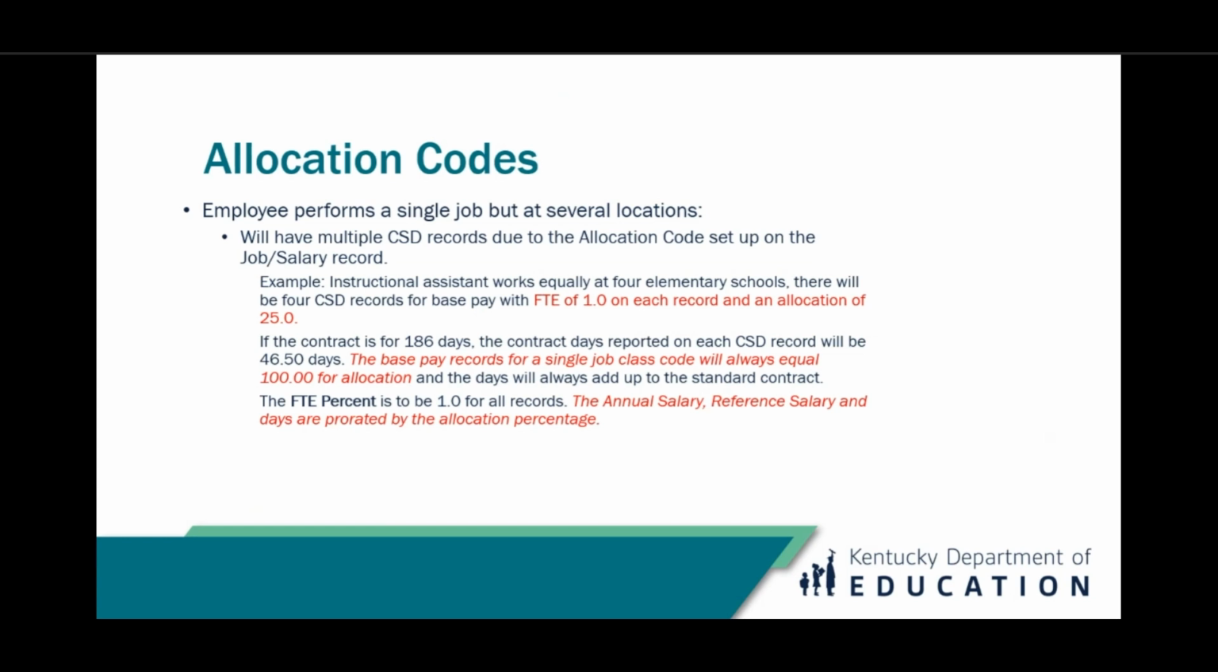If the contract is for 186 days, the contract days reported on each CSD record will be 46.5. So again, we're dividing out that 186 days by the 4 elementary schools where this employee works. The base pay records for a single job class code will always equal 1 for allocation, and the days will always add up to the standard contract. The FTE percent is to be 1 for all records. The annual salary, reference salary, and days are prorated based on the allocation percentage.